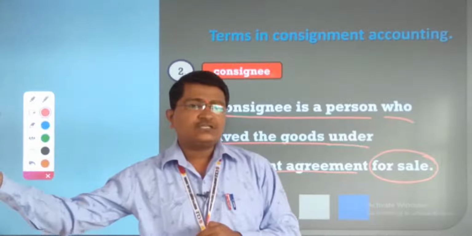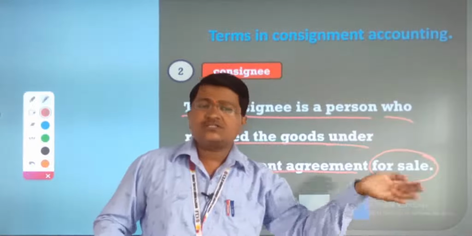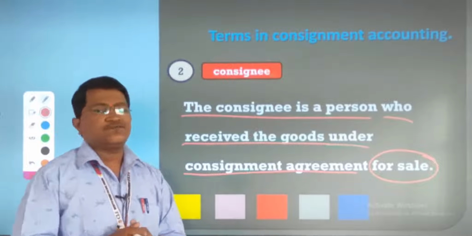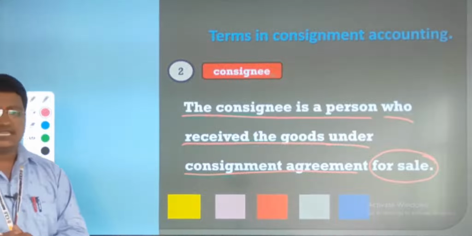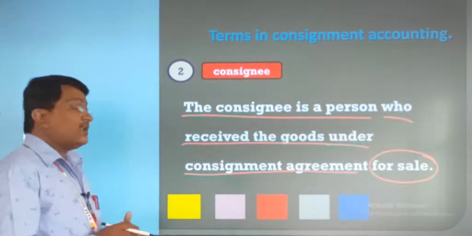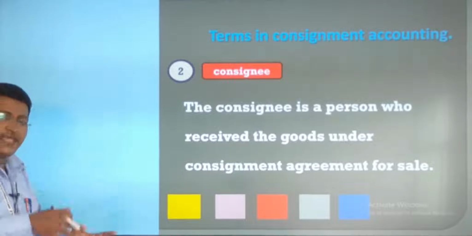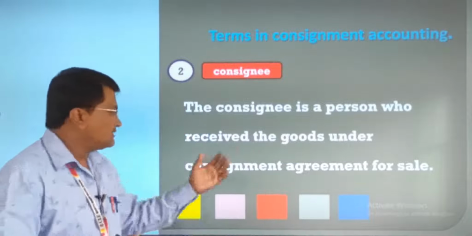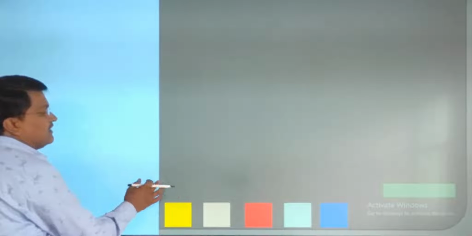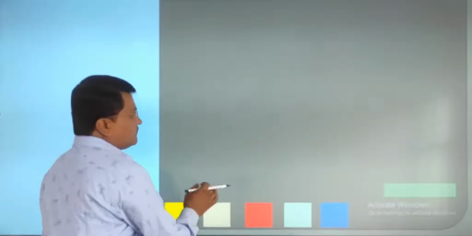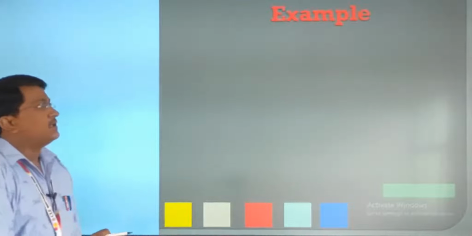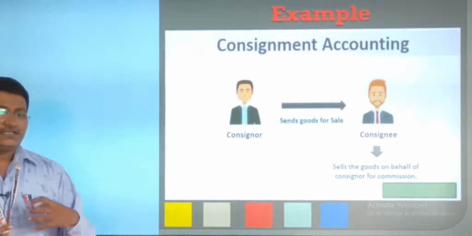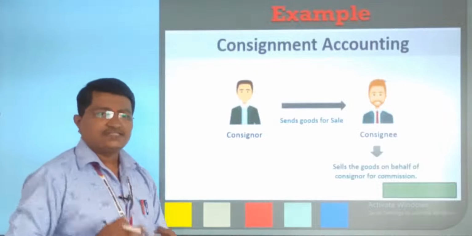So sender of goods is consignor, receiver of goods is consignee, right? I hope you come to know these two terms. The first one is consignor and the second one is consignee. Yes, let's now go for an example, right? With the help of an example we will know who is consignor and who is consignee. So let's go for an example. Now can somebody tell me how the consignor and consignee act in this business? Yes, consignor as sender and consignee as receiver.